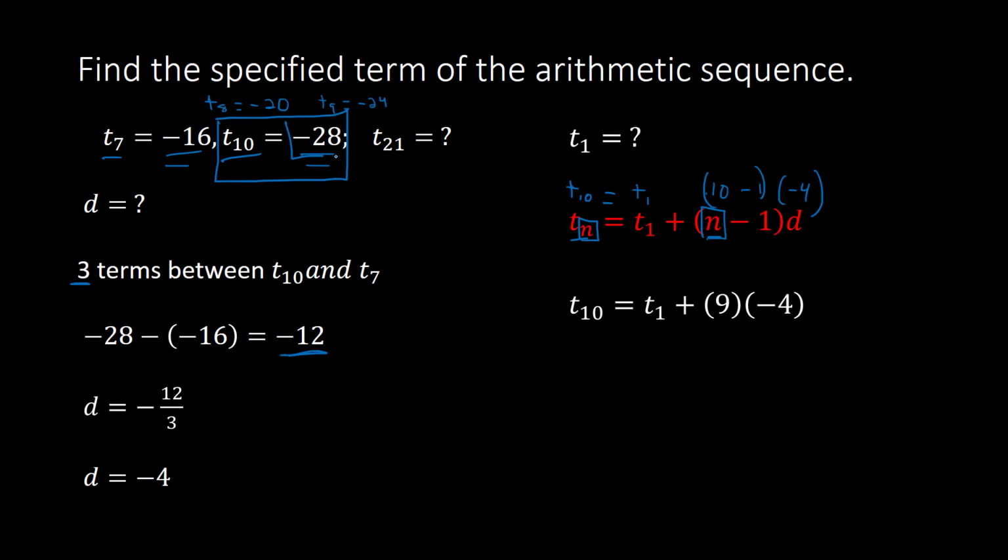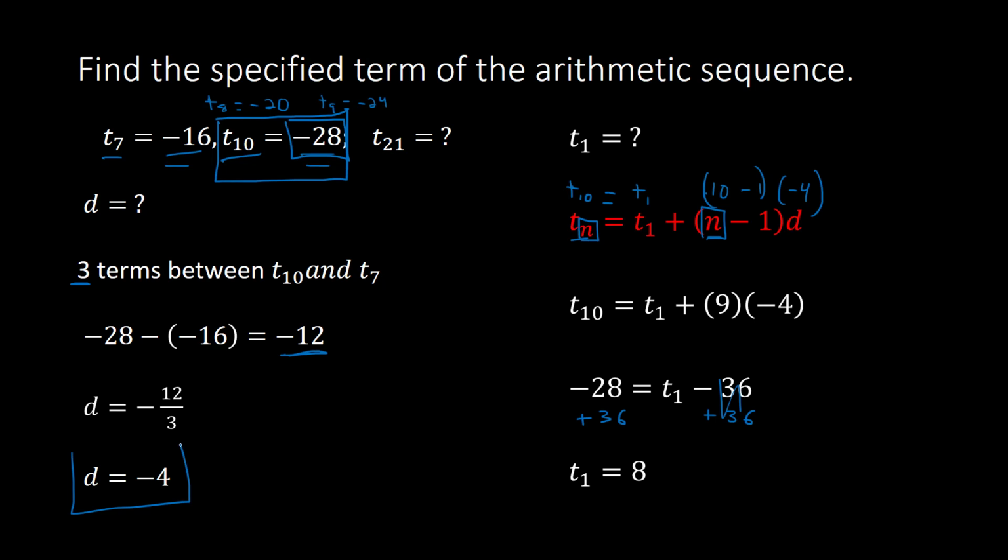But t10, we already know what t10 is equal to. Whereas before, normally you try to find the missing term. Here we know t10 already, so we can plug that in because that is negative 28. 9 times negative 4 is negative 36. I can solve for t1 by adding 36 to both sides. And now I have t1 equals negative 28 plus 36, which gives me a positive 8.